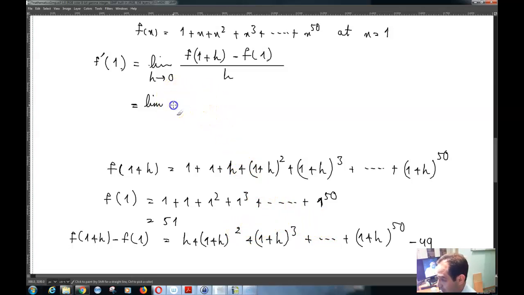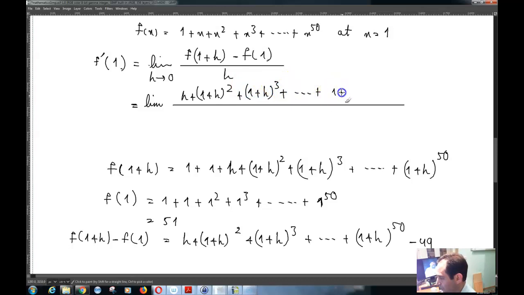I can write this as basically h plus 1 plus h squared plus 1 plus h cubed plus all the way up to 1 plus h raised to the power 50, minus 49, divided by h, as h tends to 0.